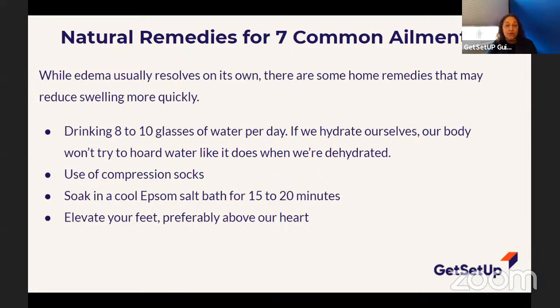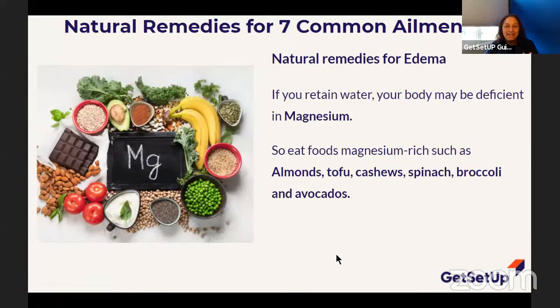You can use compression socks for edema. You can also use a cool bath, soak your feet with Epsom salts. And there's a reason why, and I'll tell you on the next screen, why Epsom salts are really great for swelling in your feet. And also, if you can elevate your feet above your heart, like put your ottoman or put your feet up and then put a few pillows to bring your feet a little bit higher than your heart while you're sitting back, that will also help with the inflammation, with the swelling.